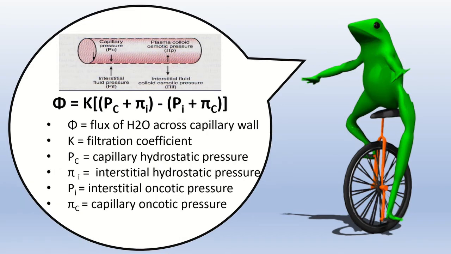Yes, let me explain. The first symbol is the flux of water across the capillary's walls. K is the filtration coefficient. Pc is the capillary hydrostatic pressure. Pi is the interstitial hydrostatic pressure. Pi is interstitial oncotic pressure. Pi c is the capillary oncotic pressure.